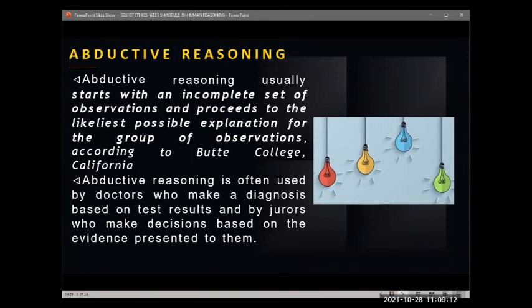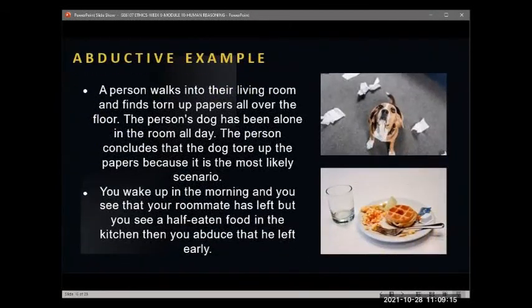So let us discuss examples of abductive reasoning. First example: a person walks into their living room and finds torn up papers all over the floor. The person's dog has been alone in the room all day. The person concludes that the dog tore up the papers because it is the most likely scenario. The second example: you wake up in the morning and see that your roommate has left, but you see half-eaten food in the kitchen. Then you abduce that he left early.